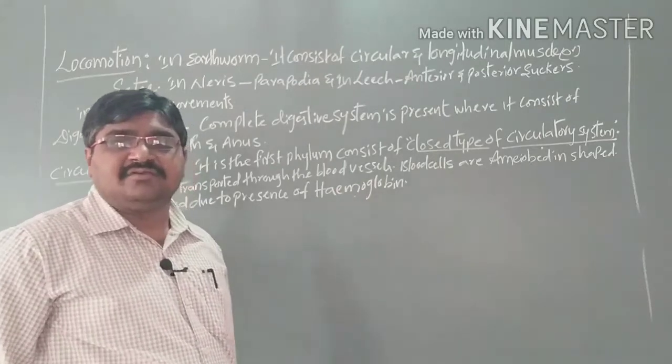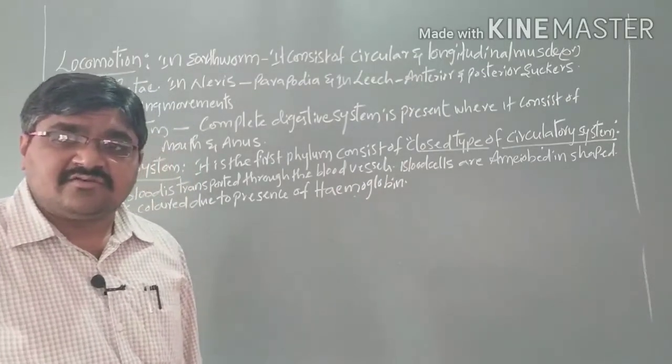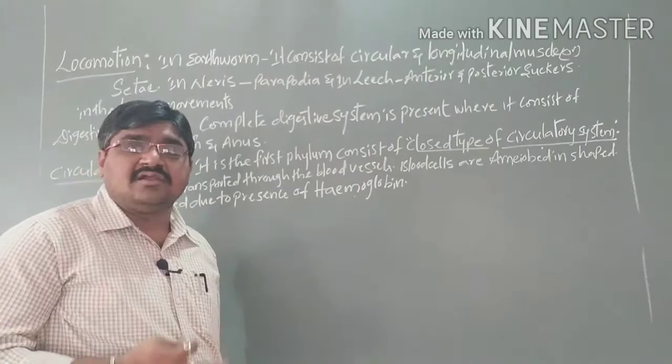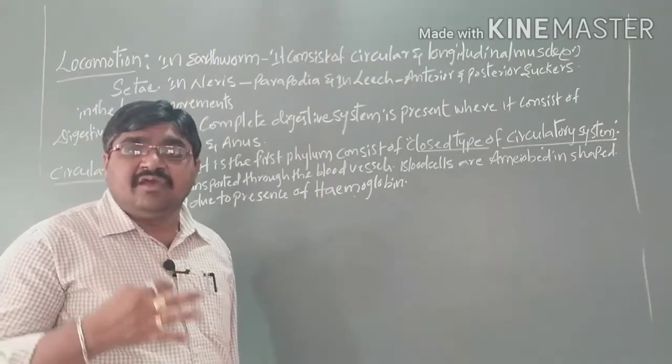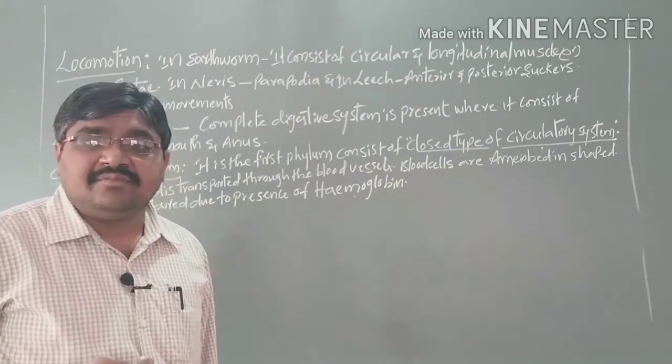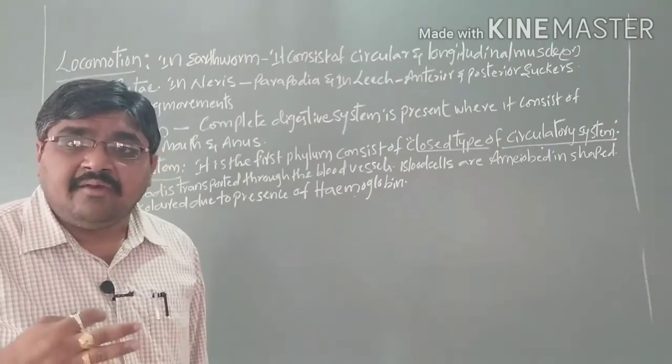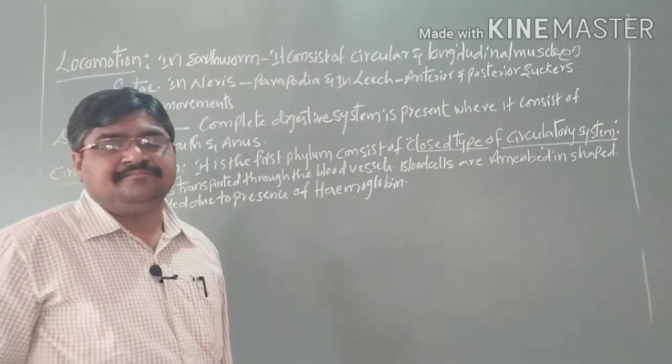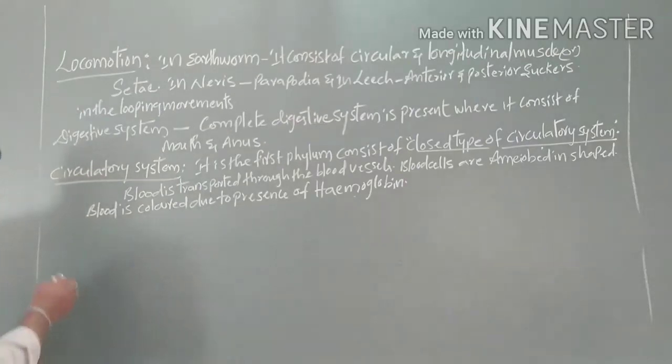So this type of system is called a closed type of circulatory system. It is the first phylum that has a closed type, that is, the blood passes through the blood vessels.